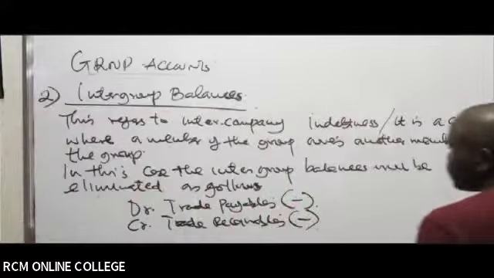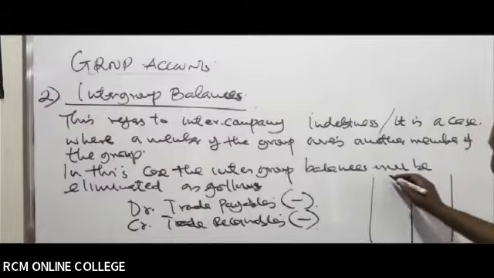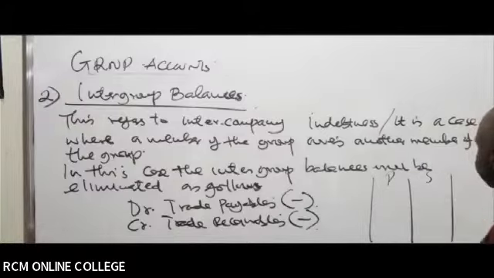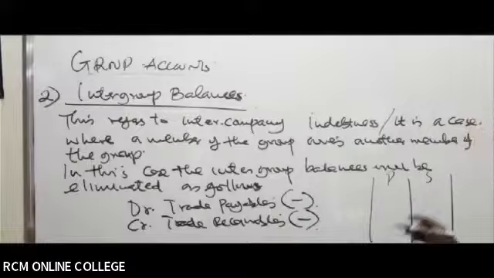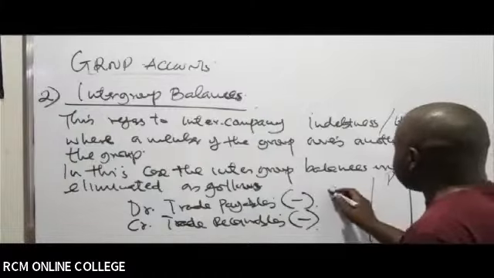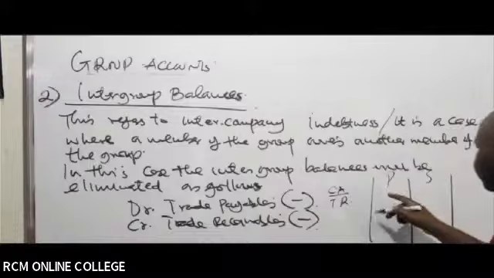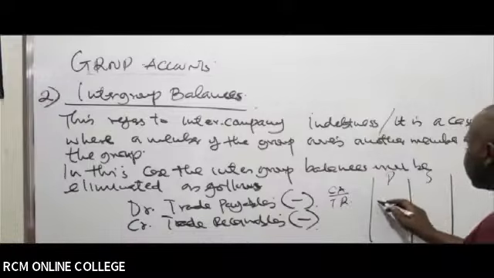You know, you are talking about a group. So just to demonstrate, we have the parent and the subsidiary. In the question, under the current assets, you'll be given the trade receivables. You'll be told the trade receivables of P is maybe 40,000.